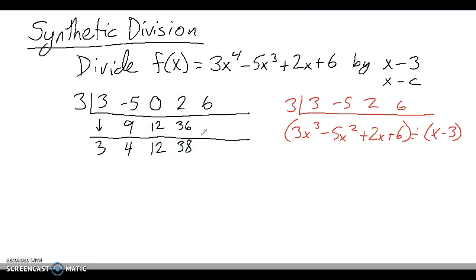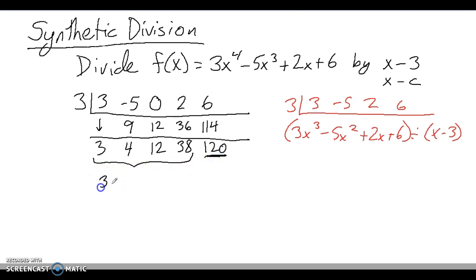And this is what I get for making up numbers. I now get to do 3 times 38. 3 times 30 is 90. 3 times 8 is 24. 90 plus 24 is 114. Plus 6 is 120. So that gives us a polynomial here and a remainder here.